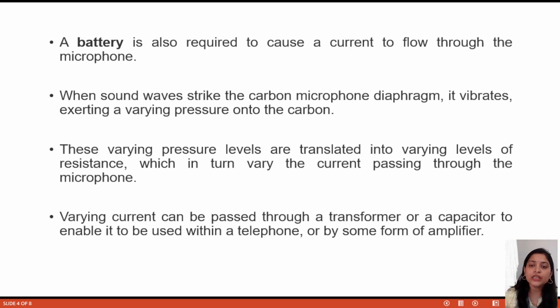Which in turn varies the current passing through the microphone. So when resistance varies, current also varies. When resistance is high, current is low; when resistance is low, current is high. This varying current can be passed through a transformer or a capacitor to enable it to be used within a telephone or by some form of amplifier.